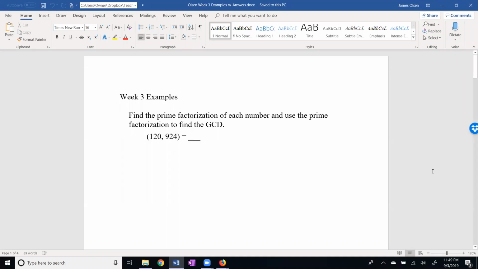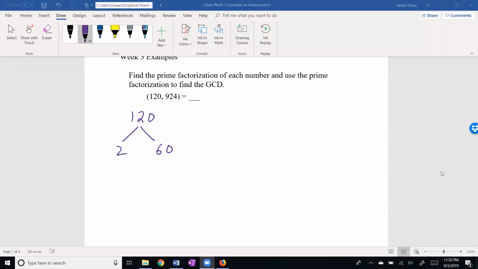Okay, I'd like to do this example together. Find the prime factorization of each number and use the prime factorizations to find the GCD. So you might do a factor tree for 120 and 924 slightly ahead of me here. For 120, we might start with 2 and 60, and maybe 6 and 10, 2 and 3, 2 and 5.